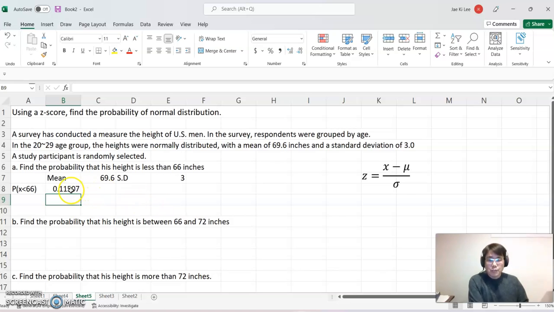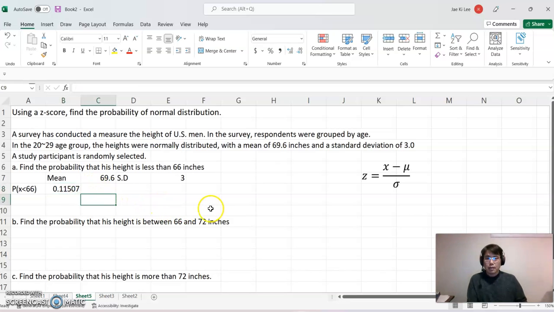That should be the answer for this problem because it already shows less than 66. Even though we convert this to a z-score, it represents the left-hand side, and a z-score usually indicates the left-hand side probability area value. So the answer to A becomes 0.11507. That should be the answer.